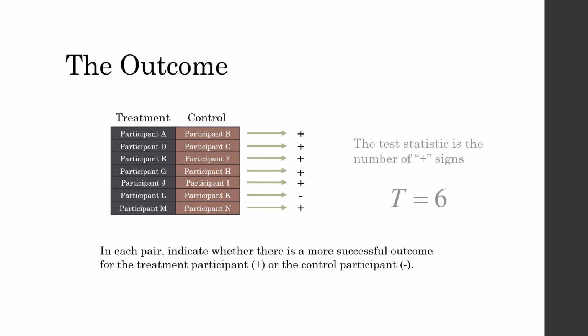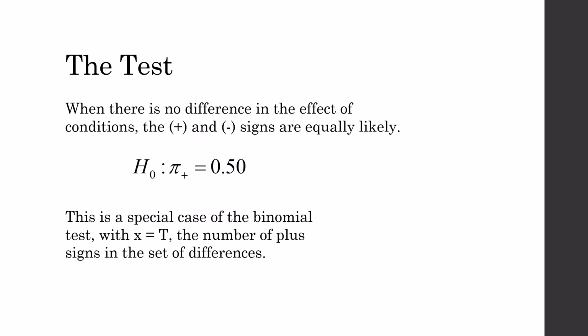The test statistic that we use is the number of plus signs. In this particular example, we have 7 matched pairs and we have 6 plus signs. The test itself is just a simple case of the binomial test. If you have not studied the binomial test, I recommend you go and watch the videos in that series. In this particular instance of the binomial test, we are looking at the proportion of the number of plus signs in the total number of pairs, with our null hypothesis being that these will be 50% of the signs.